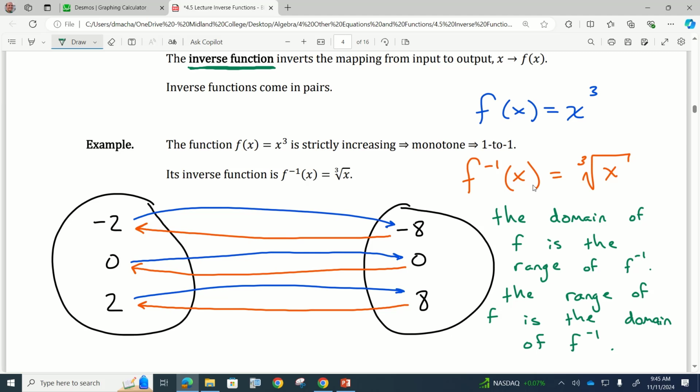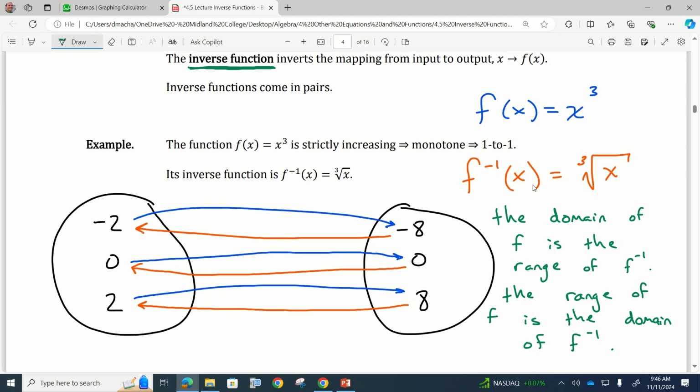And maybe I didn't say this, but I know that x cubed is a one-to-one function because it's strictly increasing. And if it's strictly increasing, it's monotone, and that means it's one-to-one. And that's how I know it has an inverse function. And this inverse function is given by the cube root function.